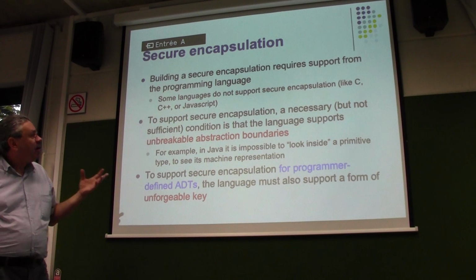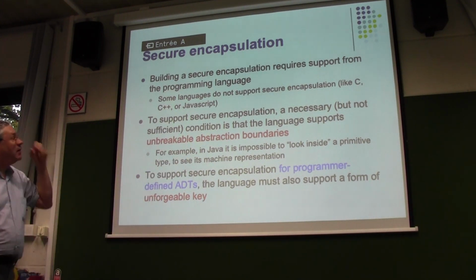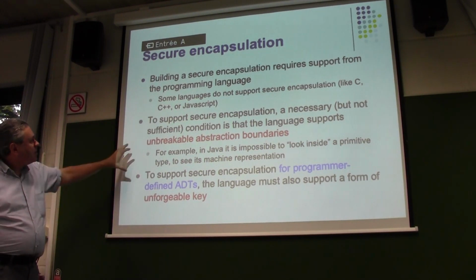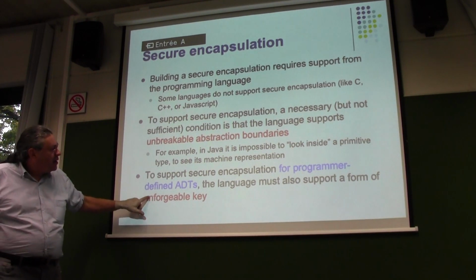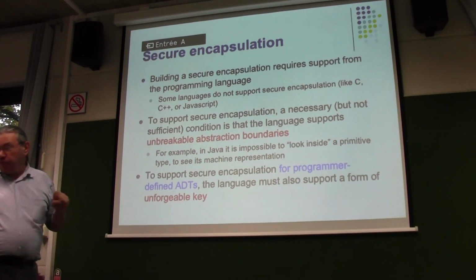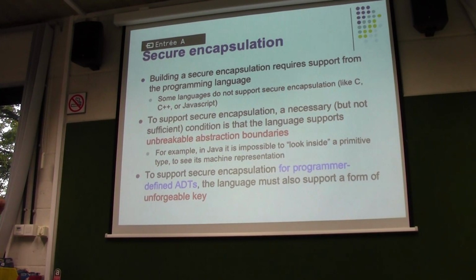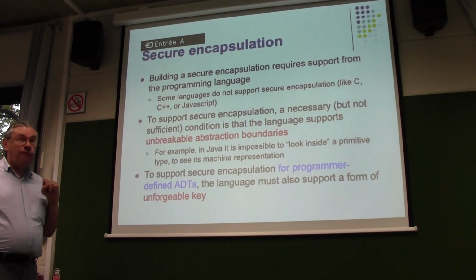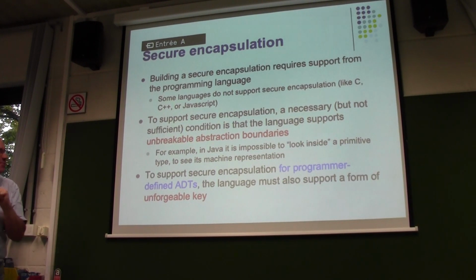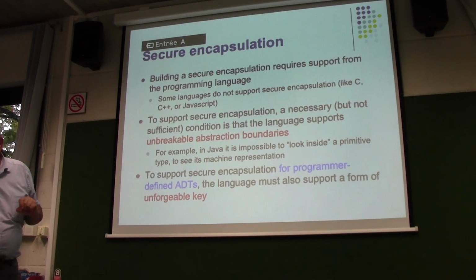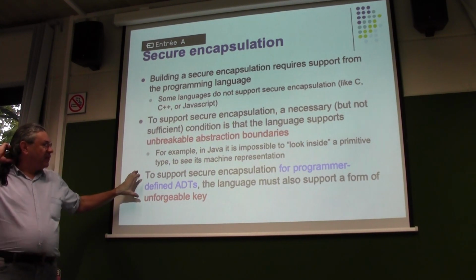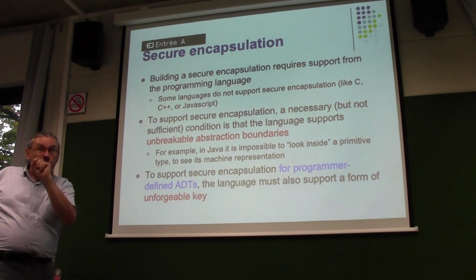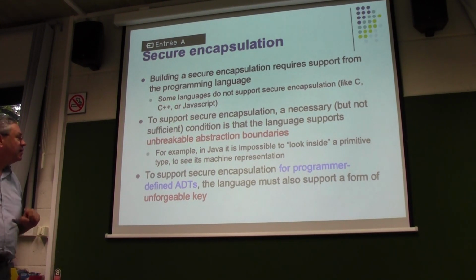So a language like Java, you cannot do that, okay? You have to have these unbreakable boundaries. And so for the abstract data types, we will use unforgeable keys. So the shared key has to be something that you cannot guess and you cannot forge, like for encryption. So the language has to support that. If you want to implement the wrapper in the language, you need to have the right concept, okay?